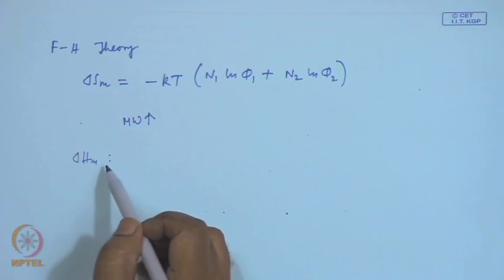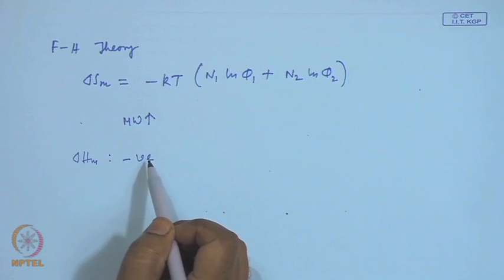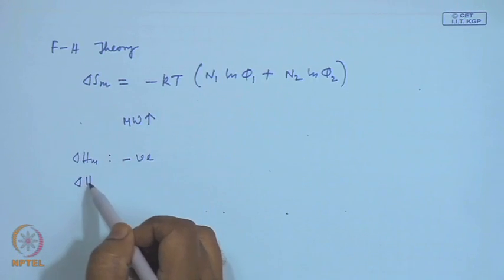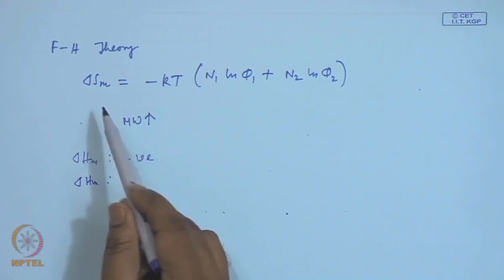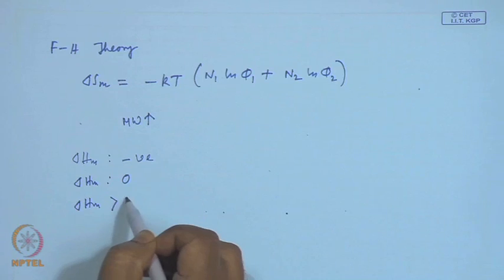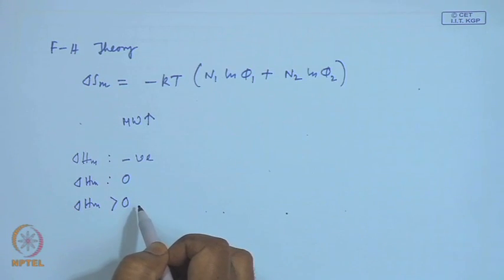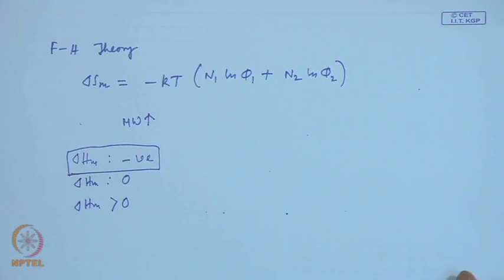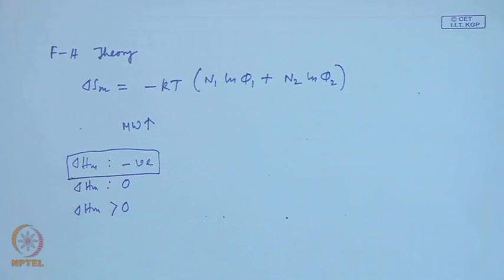So, if the enthalpy of mixing is negative enough, then the polymers will make a miscible blend, and if it is even zero, then because of slight entropic contribution, they may form a miscible polymer blend. But if this is positive, then obviously this will form an immiscible polymer blend. Now, to have a negative value of enthalpy of mixing, there should be some specific interaction between the polymers, and those specific interactions are shown here. Some of them are hydrogen bonding, ionic interactions, or electron donor acceptor complex type.